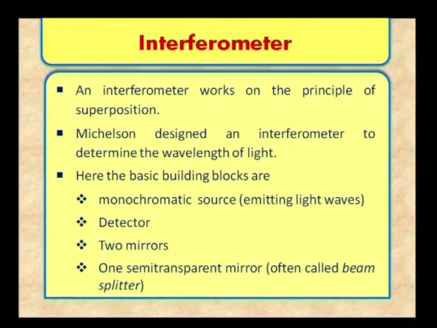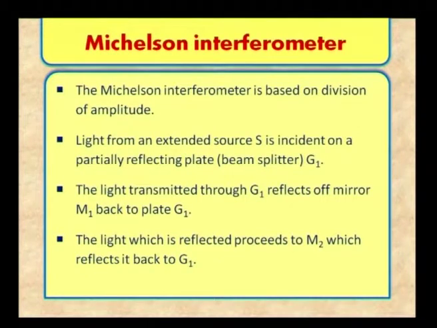The basic building blocks of the interferometer built by Michelson are a monochromatic source which emits light waves, a detector, which may be a telescope, two mirrors, and one semi-transparent mirror often called a beam splitter. Michelson interferometer is based on division of amplitude. The light beam is partly transmitted and partly reflected. Light from an extended source S is incident on a partially reflecting plate. Partially reflecting plate means it will partially transmit, partially reflect.